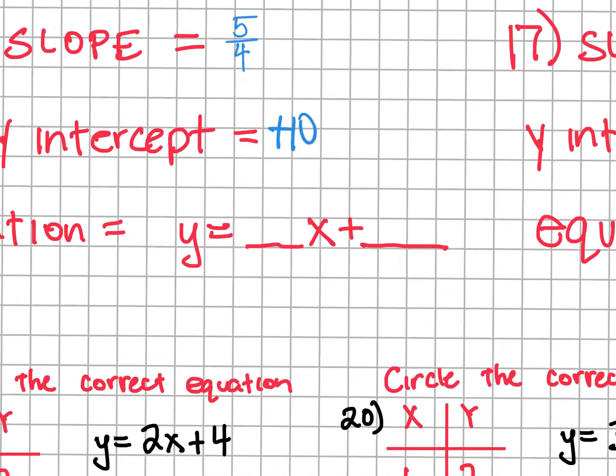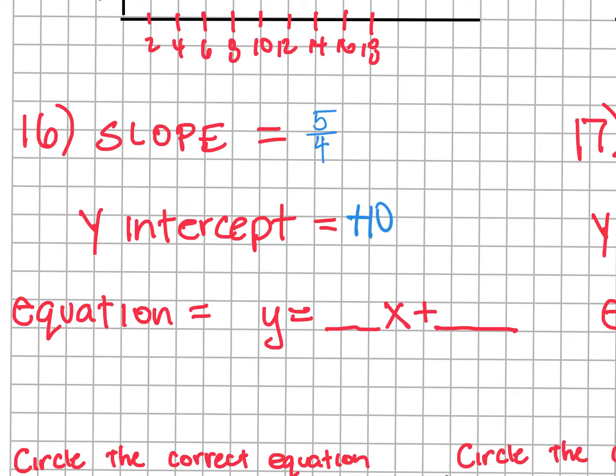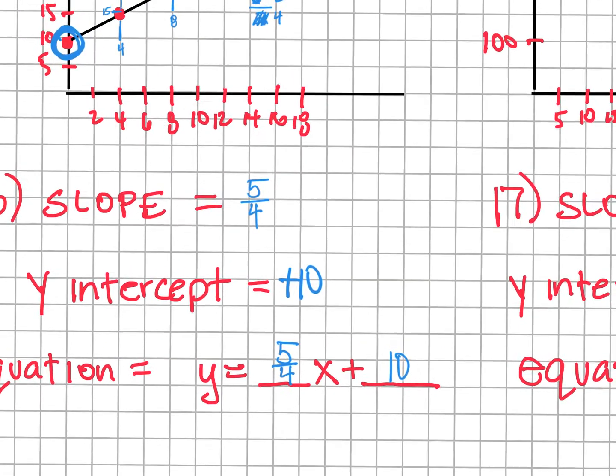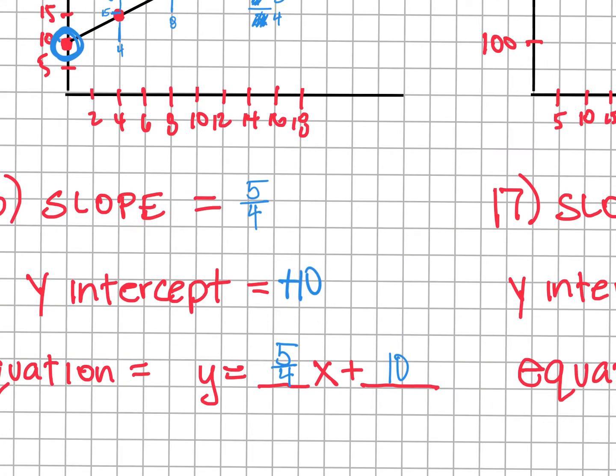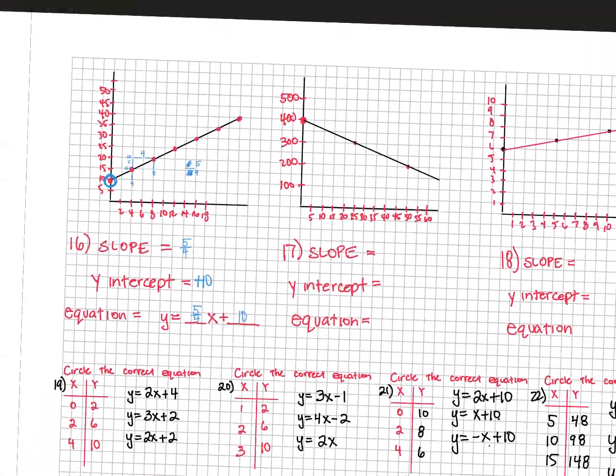All right, so the equation, really simple. y equals our slope goes right here, 5/4 x, and then where do we start? Plus 10. All right, so you should be able to follow that pattern. How does it move? Where does it start?